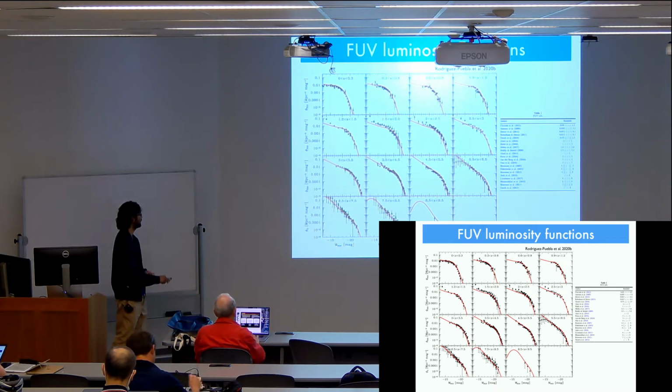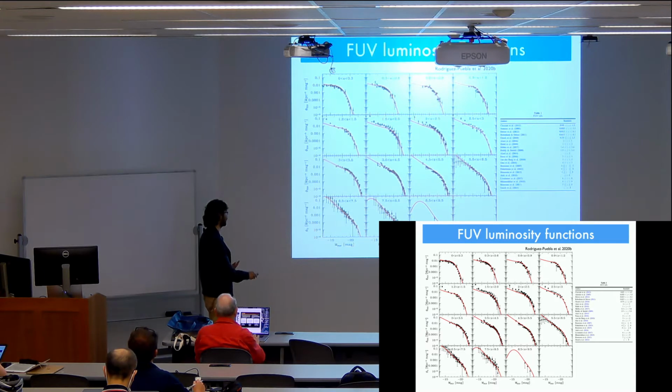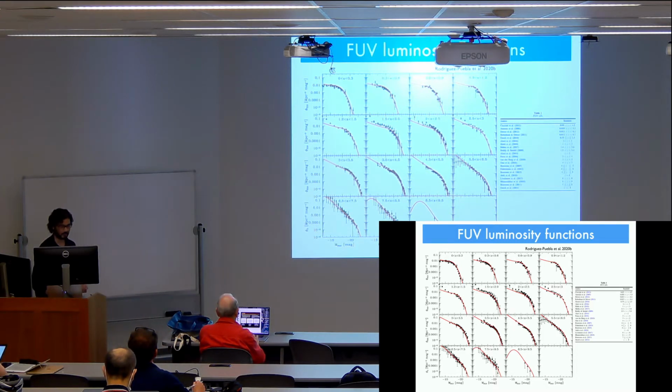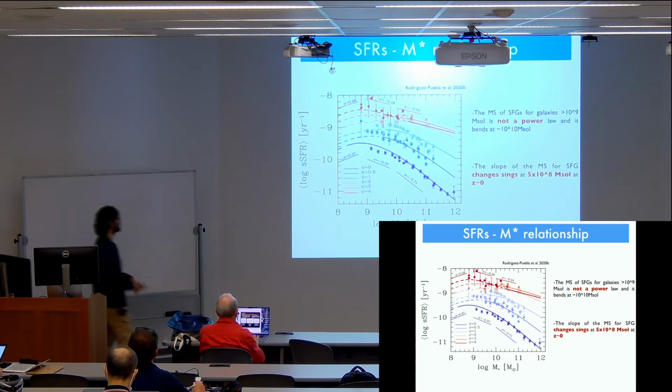So you see here that there is a bend. The bend does not mean that we are predicting that the number of ultraviolet galaxies decreases, but it's just the limit in the stellar mass that we are integrating in order to obtain the far ultraviolet luminosity functions. These are our fits to the far infrared luminosity functions. This is the compilation that we use. And this is the main result.